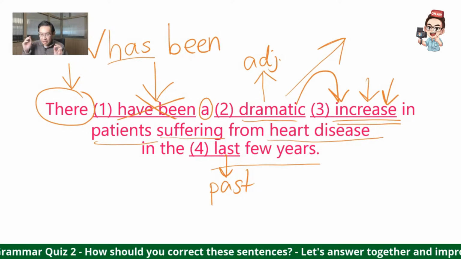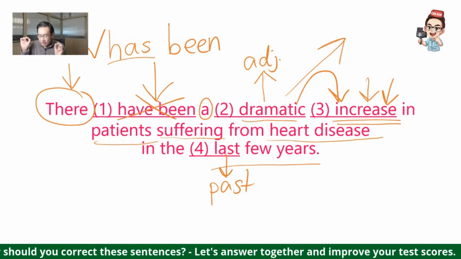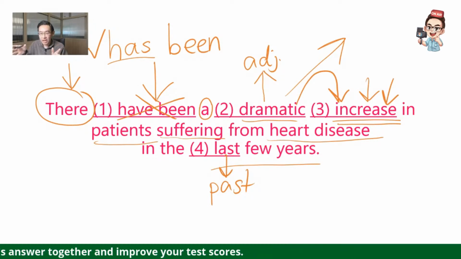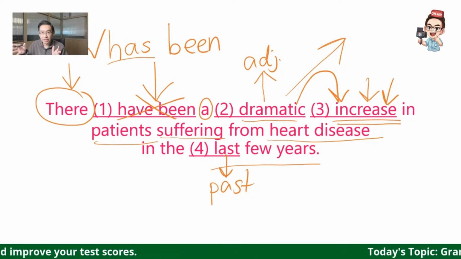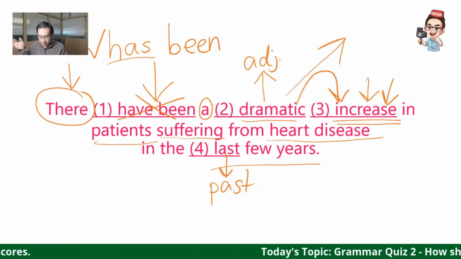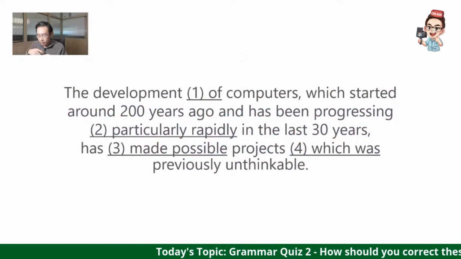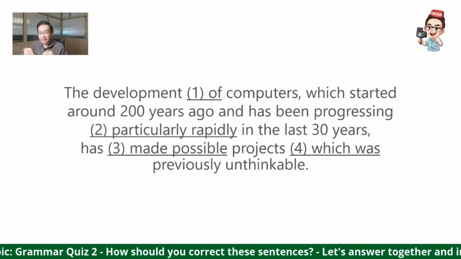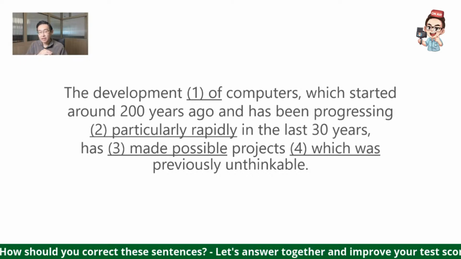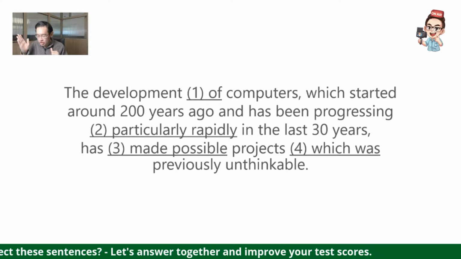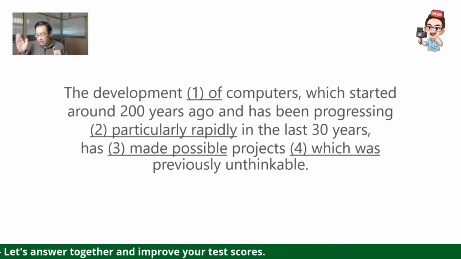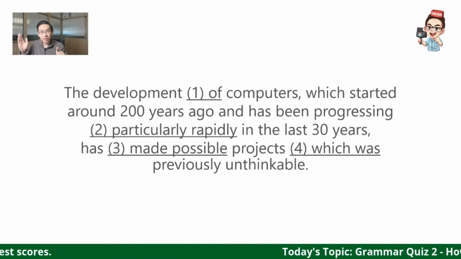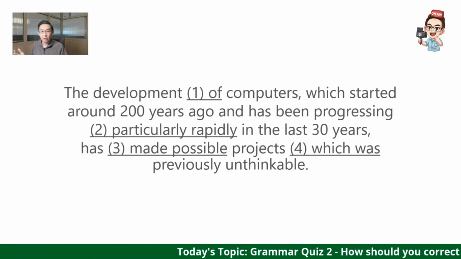Anyway, just to confirm, this one, the words that you need to change are have been. We need to change them to has been. So number 1 is the incorrect part here, okay? Okay, I have one more sentence. This one is a bit long, so please take some time to read and please just type in the comments area, okay? So which word or words are incorrect and need to be changed? What do you think? 1, 2, 3, or 4?